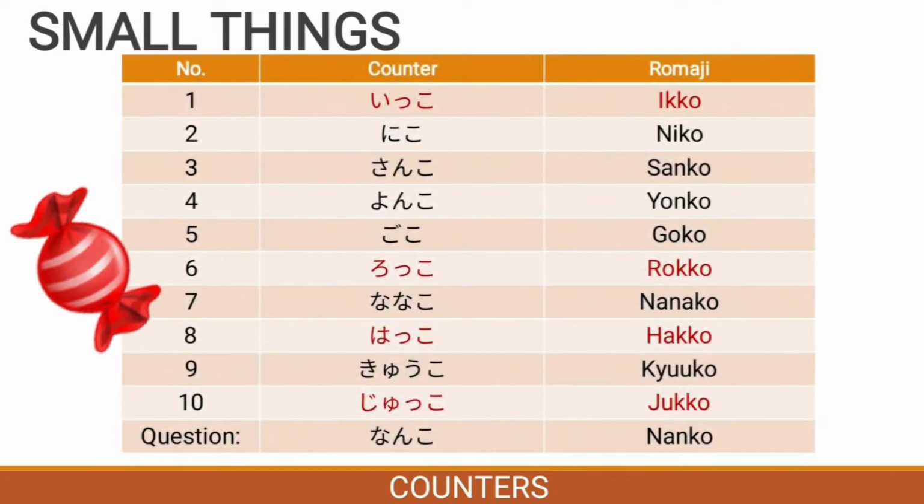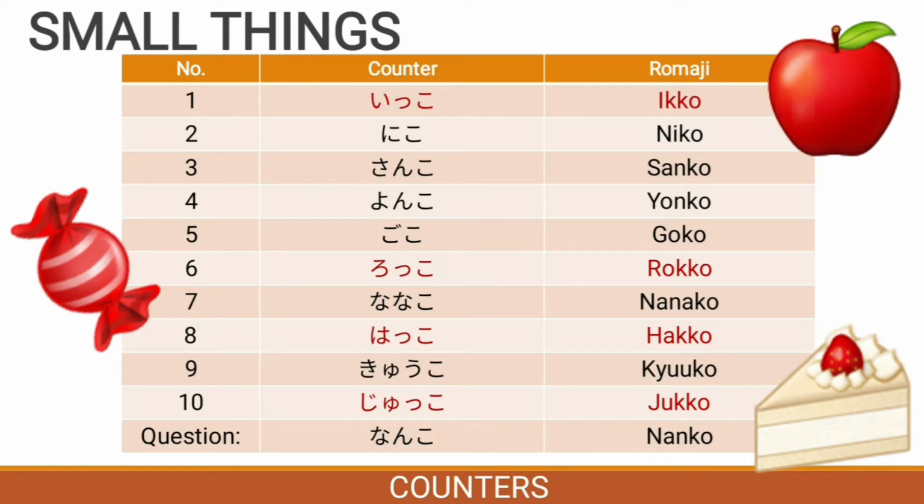Small things, we have Ikko. So 1 is Ikko, 2 is Nikko, 3 is Sanko, 4 is Yonko, 5 is Goko, 6 is Roko, 7 is Nanako, 8 is Hakko, 9 is Kyuko, 10 is Juko, and ang interrogative natin ay Nanko.